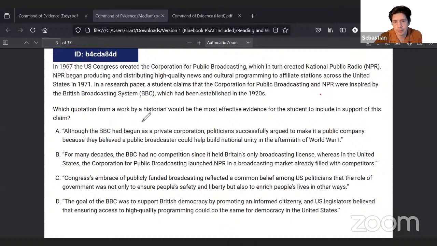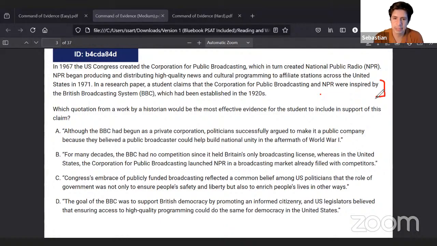Which quotation from a work by a historian would be the most effective evidence for the student to include in support of his claim? So the claim is that they were inspired by BBC, right? So where do we have evidence for that? So A, although the BBC had begun as a private corporation, politicians successfully argued to make it a public company because they believed a public broadcaster could help build national unity in the aftermath of World War One.